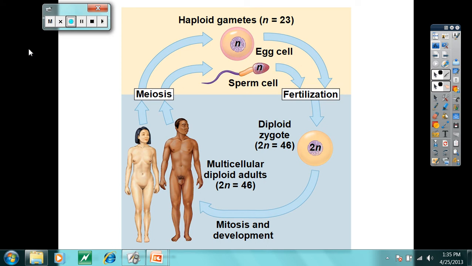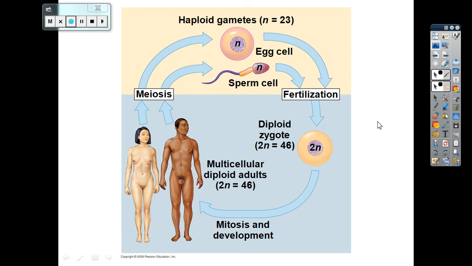So this diagram that we covered before shows you the life cycle in humans. We spend almost our entire life cycle in this diploid phase, right? So it's called a diploid life cycle. I mentioned that because that's kind of a precursor to these other life cycles that we're going to discuss here now.